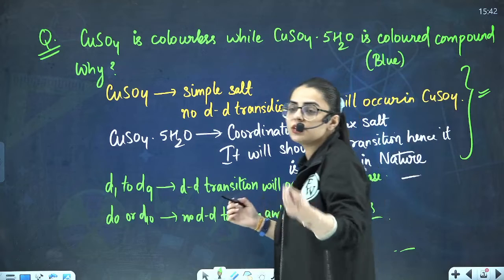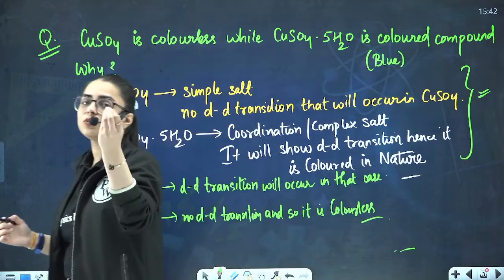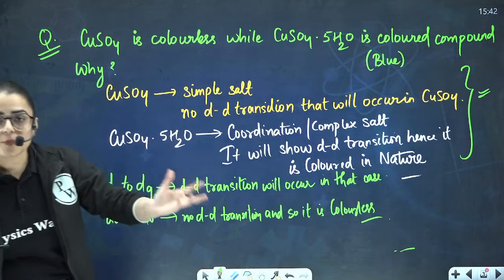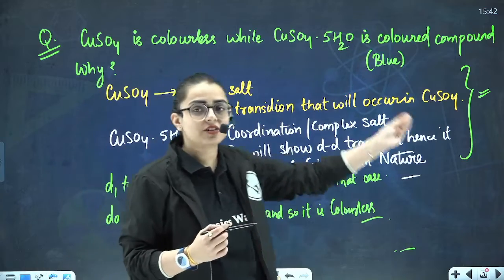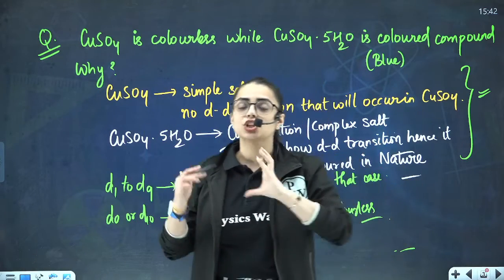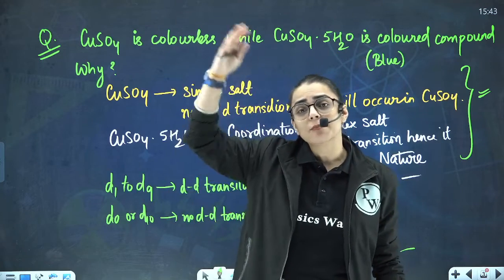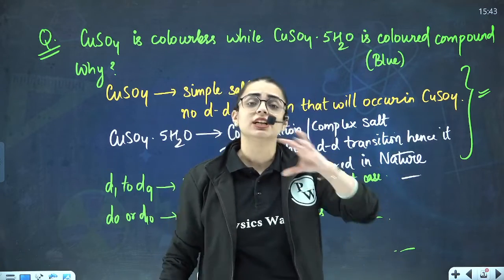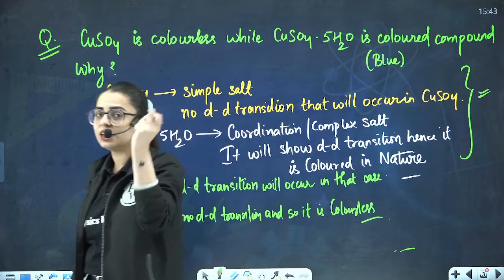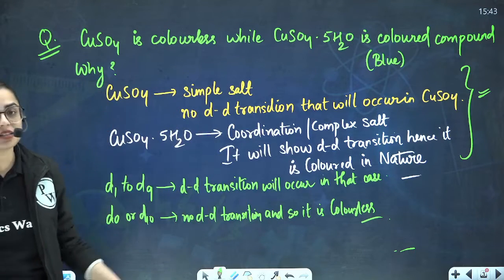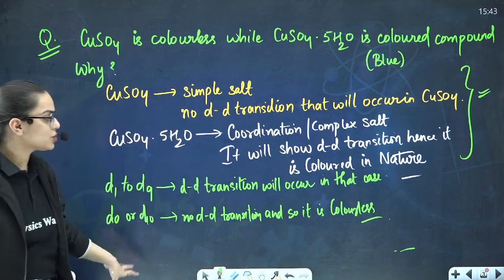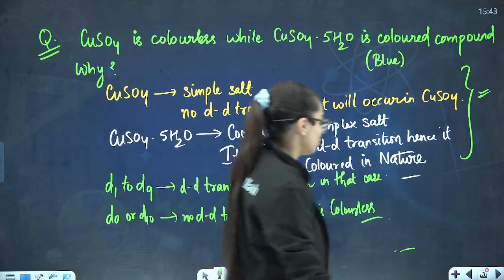Other than this, a question can also be generally asked, which I have already shown you: you need to identify which is a simple salt and which is a complex salt. If it is a complex salt, then yes, DD transition will occur. That means the electron shall move from a lower energy level to a higher energy level, and when the electron comes back from the higher energy level into the lower energy level, it will impart some color because it will emit some kind of energy. Is it clear to you people? Now students, this was all about the colored complexes that you should know.